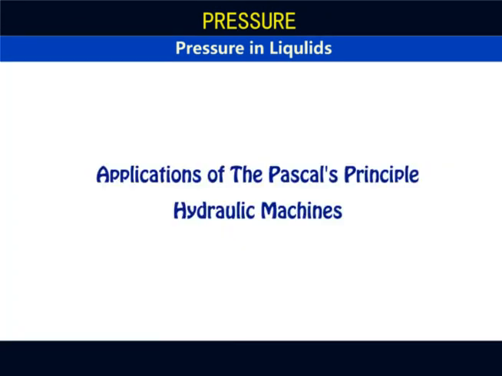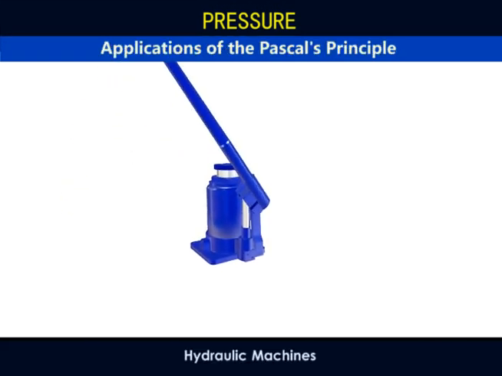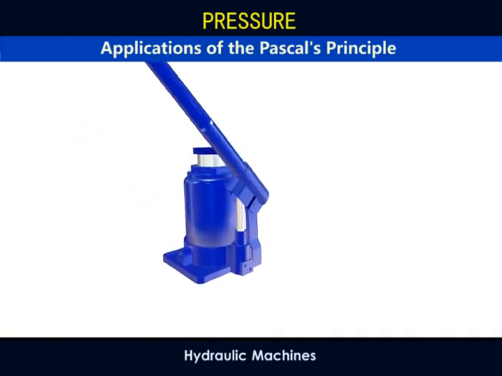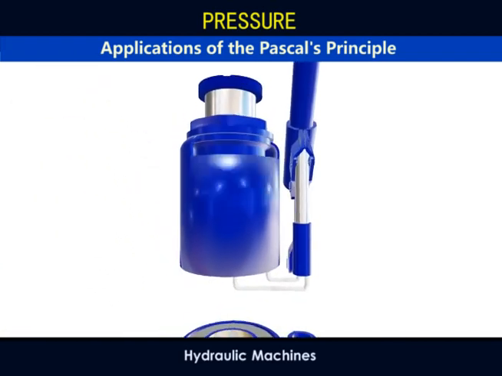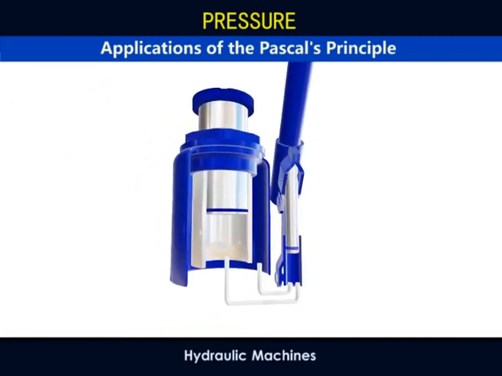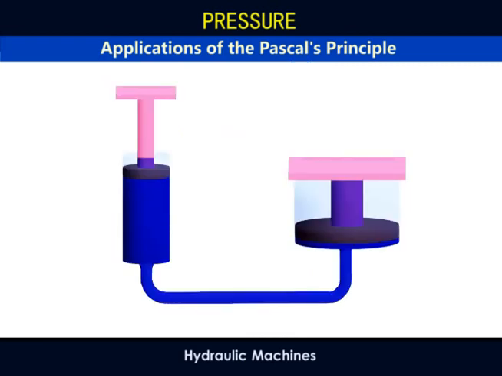Let's look at some of the applications of this principle. We start with hydraulic machines. Now, the working of hydraulic devices like hydraulic lift and brakes are based on Pascal's principle. These systems work on multiplying force so that a huge amount of work can be done at another point by applying a small force on one end.